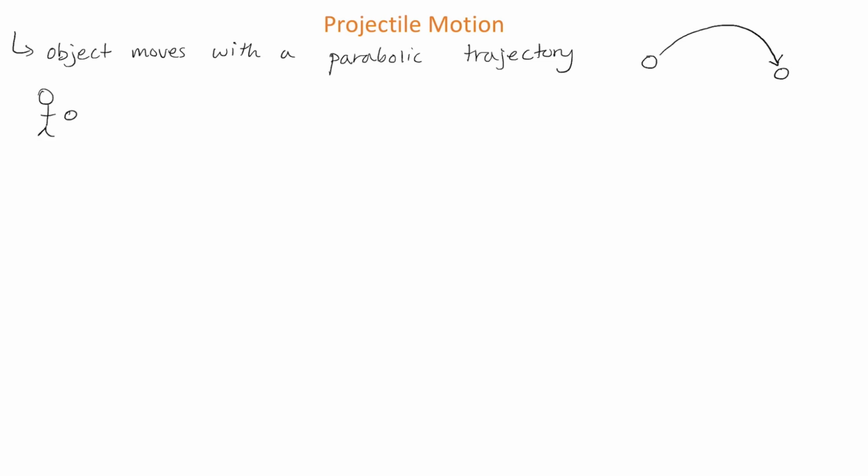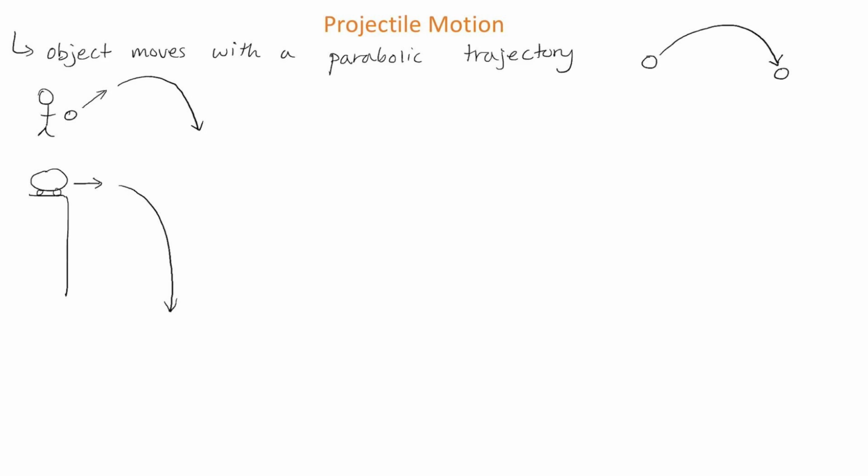A classic example of projectile motion is just a person throwing a ball. You can also have projectile motion when the object is launched from a high surface, like a car launching off of a cliff. Or you can have an object that is launched up a ramp or a jump. In all of these examples, the object will have a parabolic trajectory.